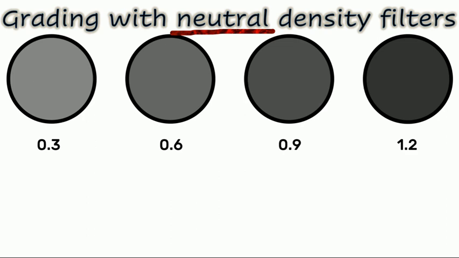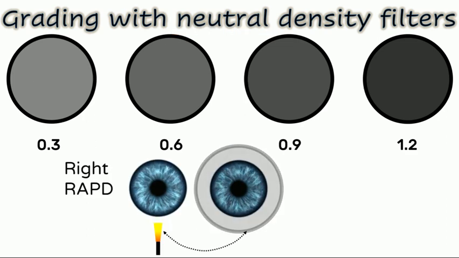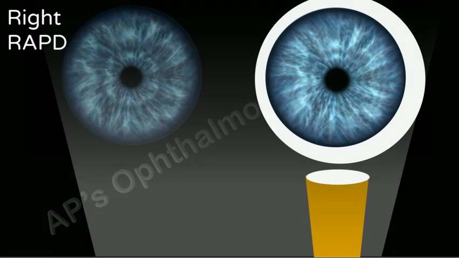Since an RAPD depends on the asymmetric conduction of light into the afferent system, placing a neutral density filter in front of the normal or less affected eye can reduce the quantity of light entering this eye and can thus cancel out the RAPD. Grading is done by determining the strength of the neutral density filter to cancel out the RAPD. The filters shown here are the commonly available strengths in log units.